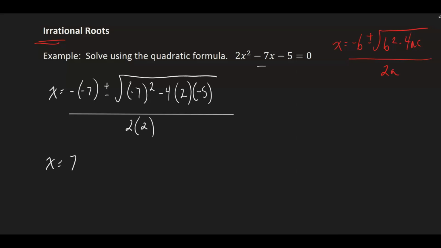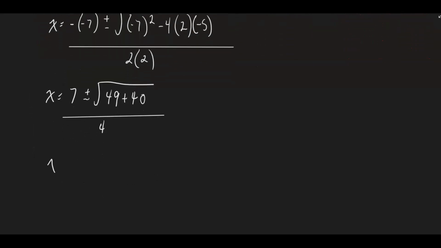Let's simplify. 7 plus or minus the square root of negative 7 squared, which is 49, and I've got negative 4 times positive 2 times negative 5. So it'll be a positive. We have negative times negative, so it's positive. And 4 times 2 times 5 is 40. Let's put this over 4. All right, continue. We need to finish underneath the square root sign. x equals 7 plus or minus the square root of 89, all over 4.